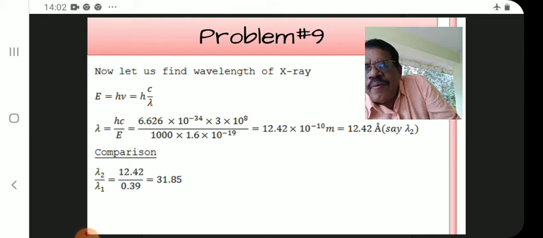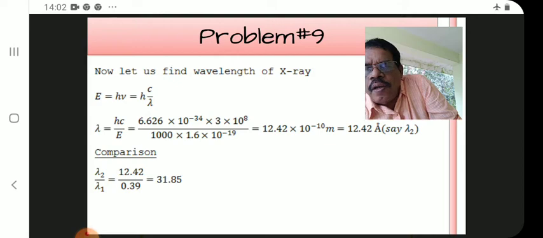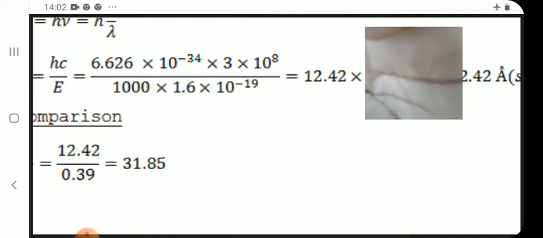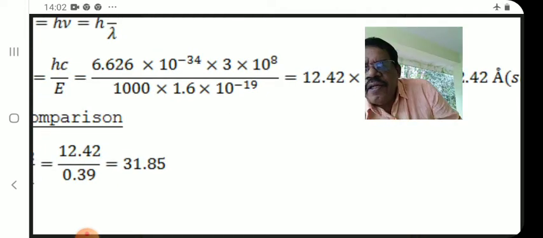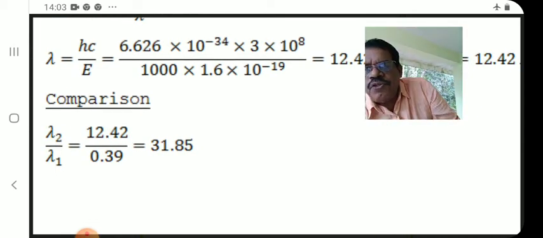If we find lambda 2 by lambda 1, we get a number greater than 1. So lambda 2 by lambda 1 is equal to 12.42 by 0.39, which is 31.85. That is the answer. If anyone finds lambda 1 by lambda 2, there is no harm. It is also right. Here we have determined lambda 2 by lambda 1.